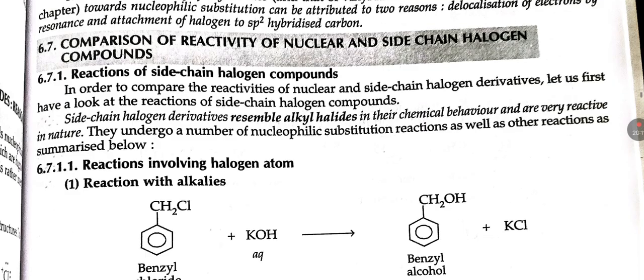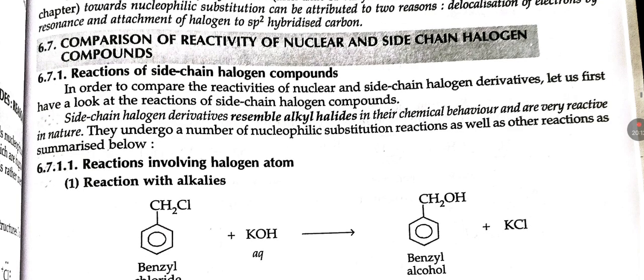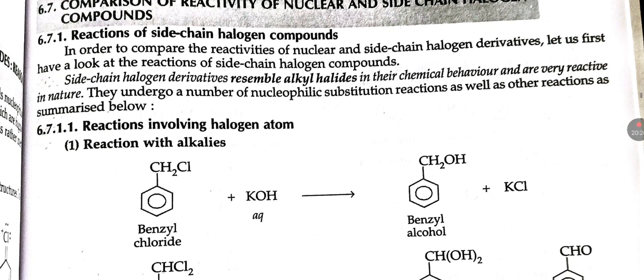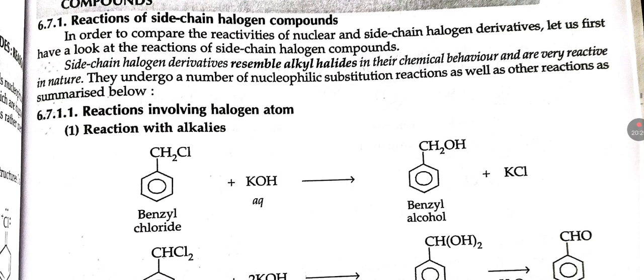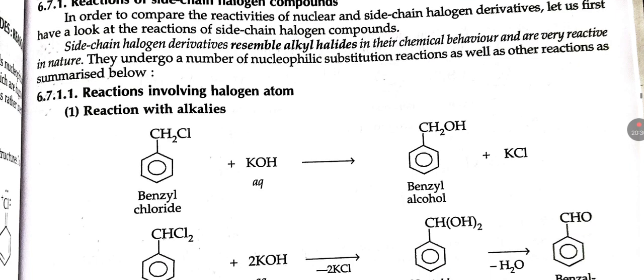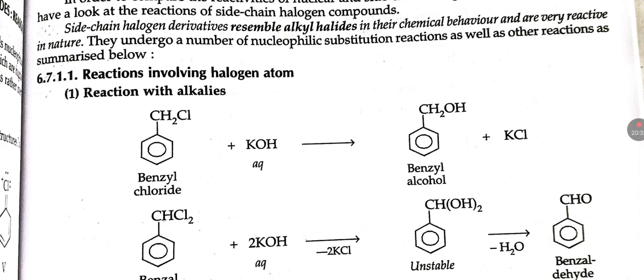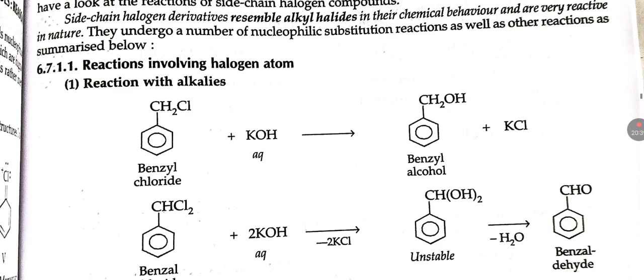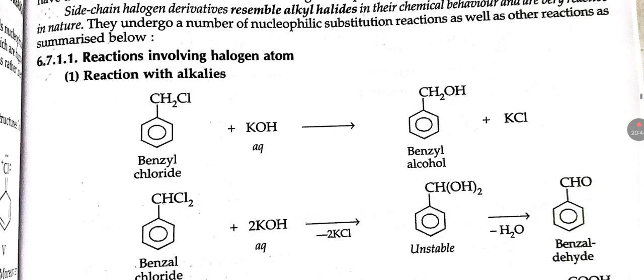Comparison of reactivity of nuclear and side chain halogen compounds. Reaction of side chain halogen compounds. In order to compare the reactivities of nuclear and side chain halogen derivatives, let us first have a look at the reactions of side chain halogen compounds. Side chain halogen derivatives resemble alkyl halides in their chemical behavior and are very reactive in nature. They undergo a number of nucleophilic substitution reactions as well as other reactions.